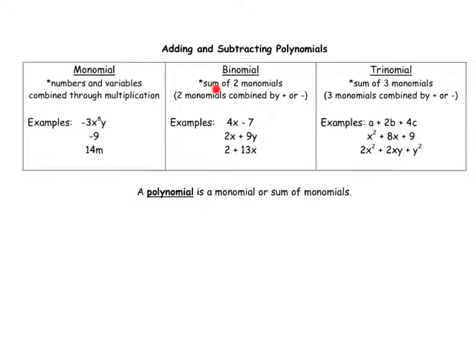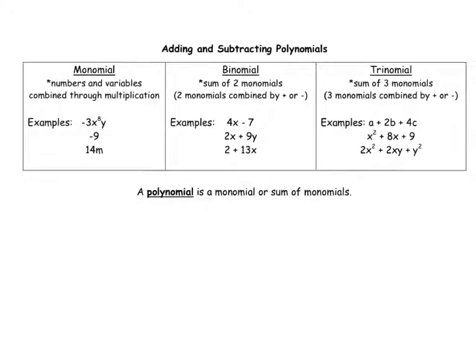A binomial is the sum of two monomials, or it could be two monomials that are combined by either addition or subtraction. So it doesn't have to just be a sum, it could be a difference of two monomials. For example, you'd have 4x, which is a monomial, and 7, which is a monomial, put together by subtraction. So 4x minus 7, you have two terms that are put together by subtraction. 2x plus 9y, that's two terms put together by addition, and 2 plus 13x is two terms put together by addition. So they must be combined by a plus or a minus sign.